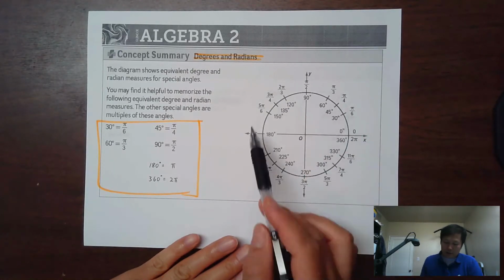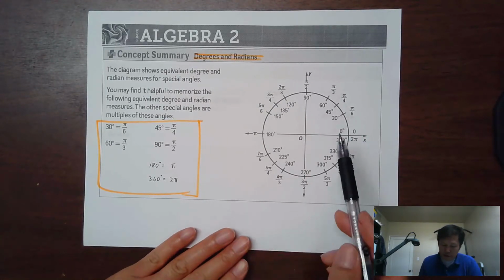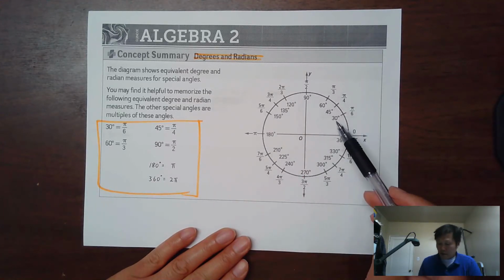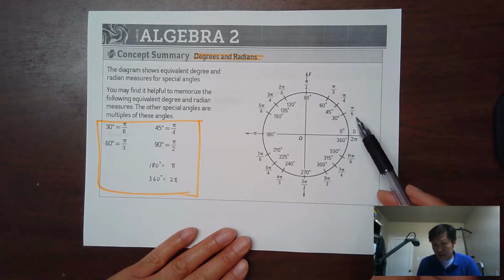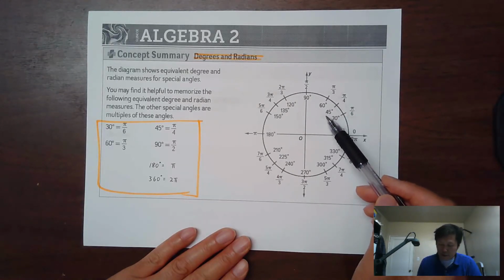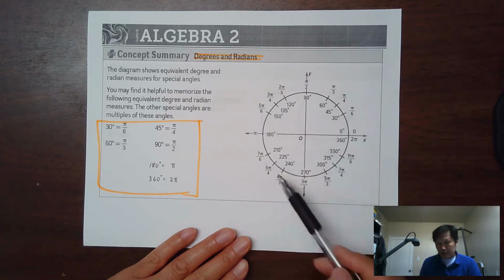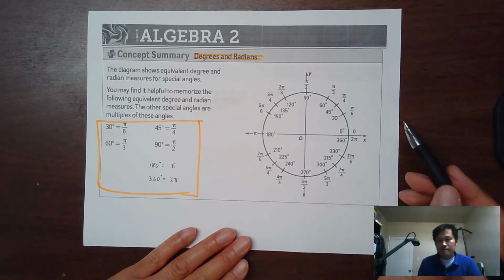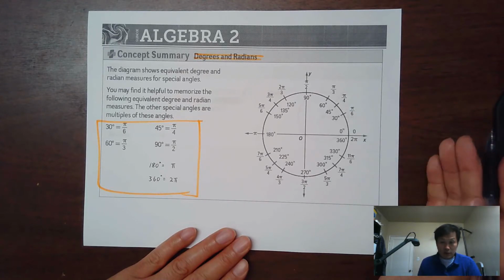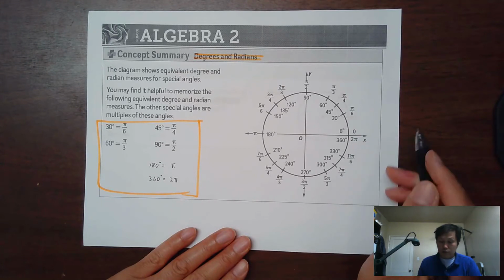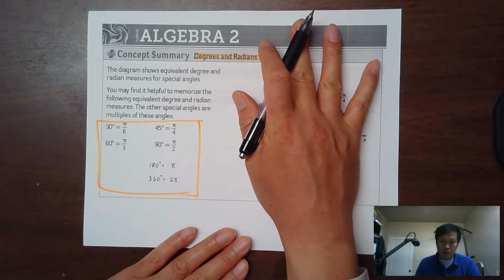Okay, so this diagram shows the equivalent degree and radian measure for all special angles. So 30 degrees is equal to pi over 6 in radians. 45 degrees is the same as pi over 4, and so forth all the way around. If you have this available to you, it's very handy. In most cases, we expect you to know this without this reference paper.